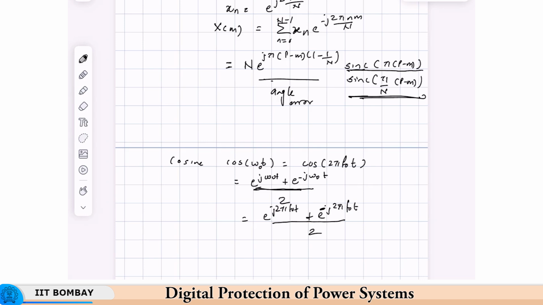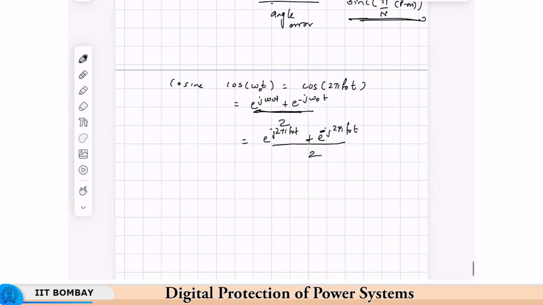Okay, again not going into the whole definition and derivation here, but X of m will then give us half of this.